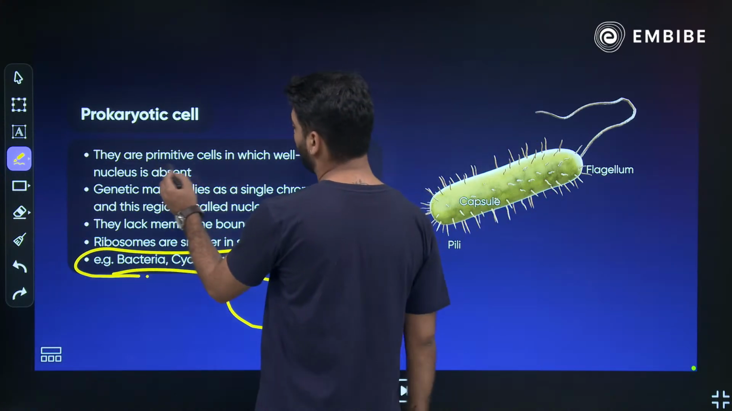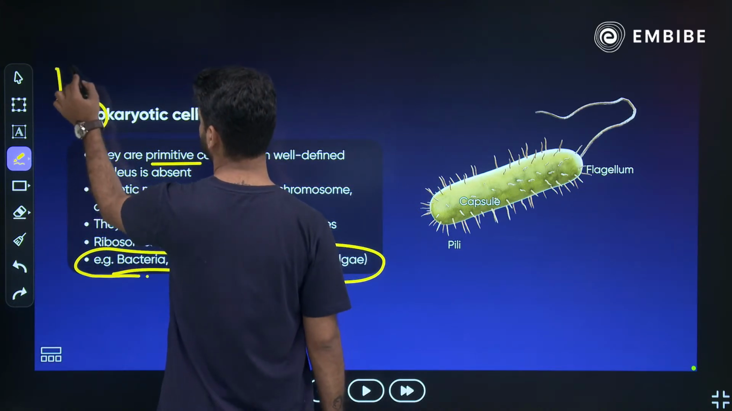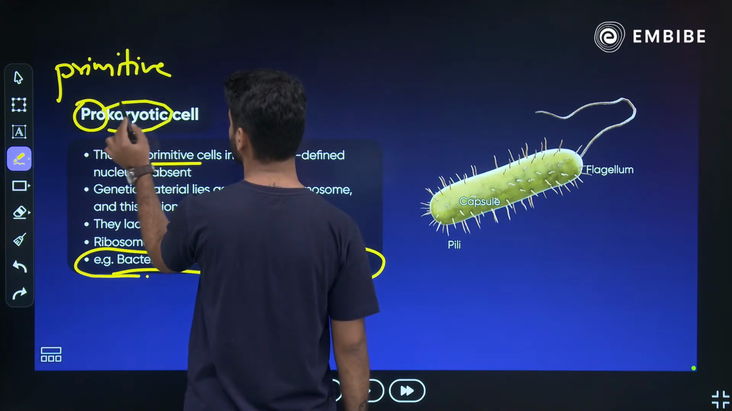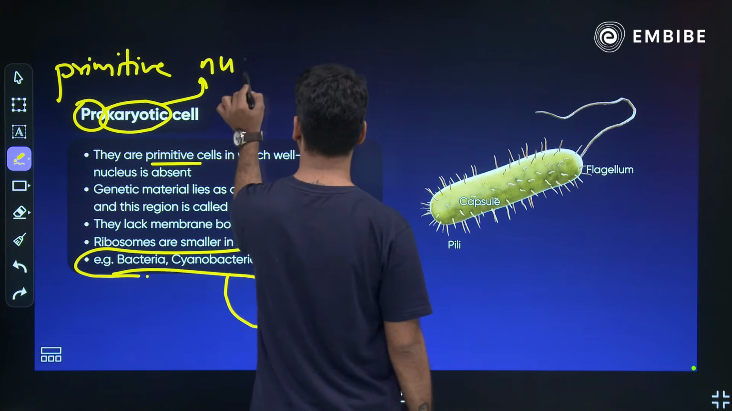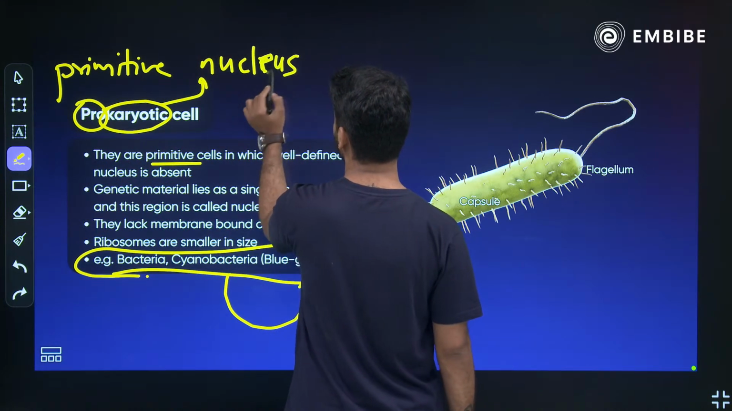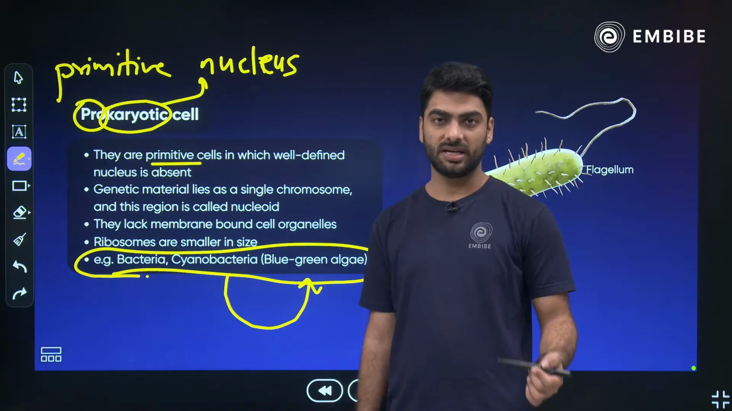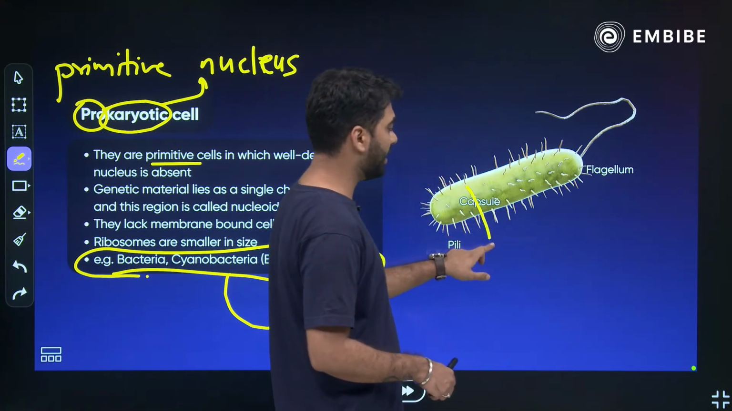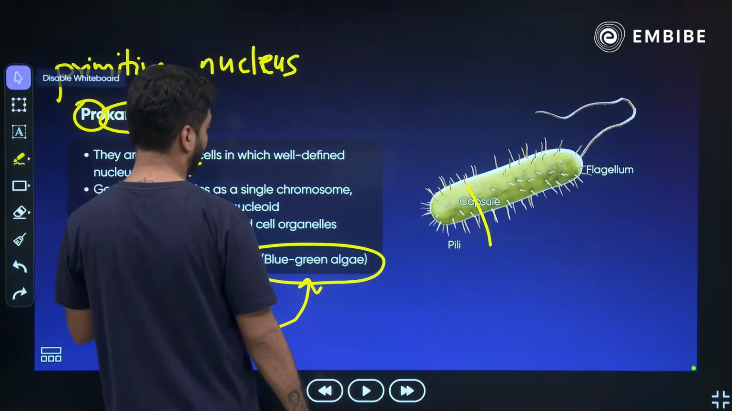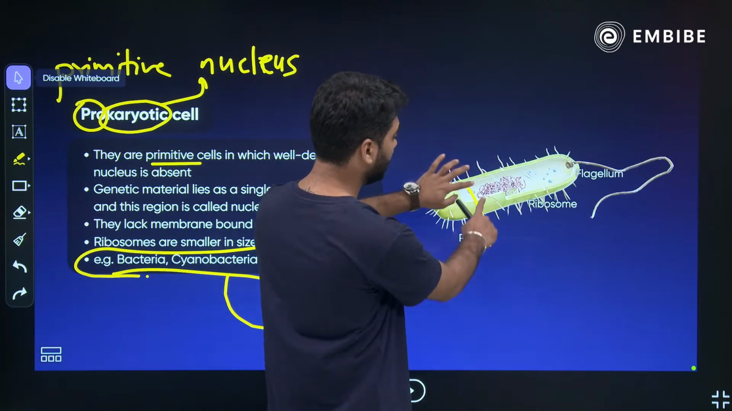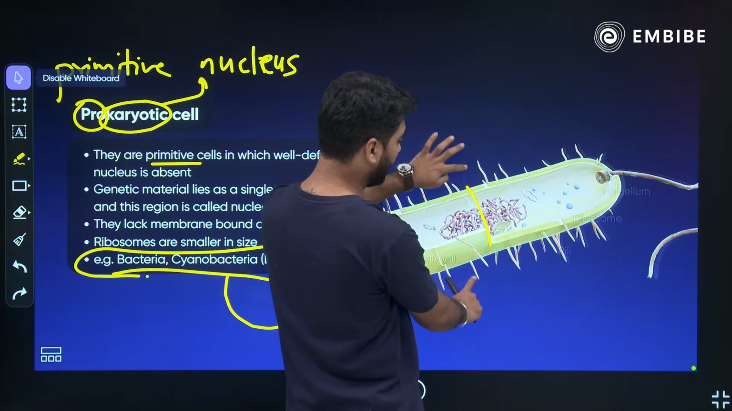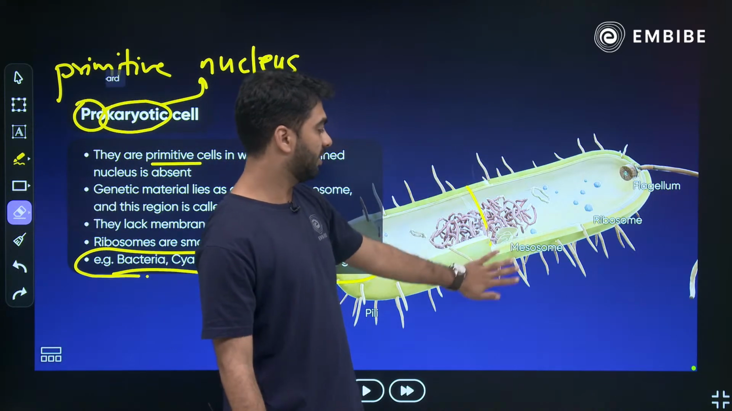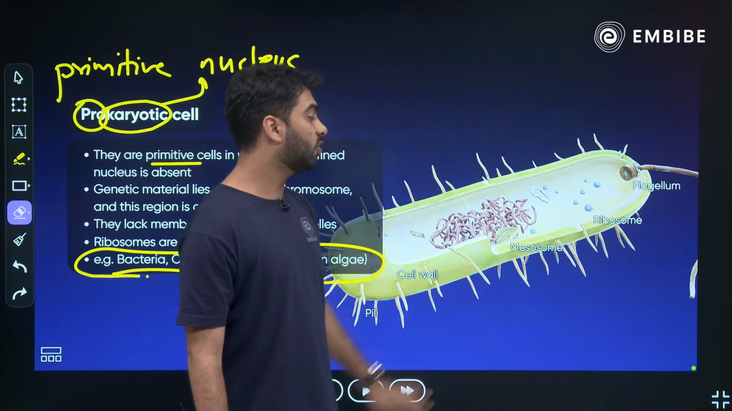They are primitive. Pro means primitive, and karyos is nucleus. The ones which have a primitive nucleus are prokaryotes. Primitive nucleus means no well defined nucleus or nuclear membrane. You can see in the case of a bacteria that the entire nuclear material is just freely suspended over here, and we call it nucleoid.